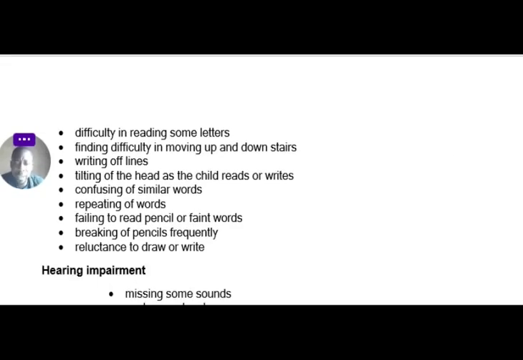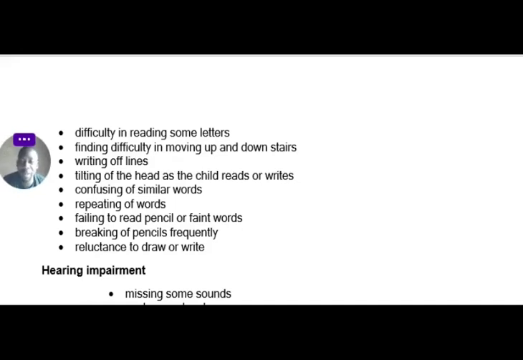More, it is difficult reading some letters. If a learner is having a problem reading some letters, it means that person is having a visual problem. Next is finding it difficult moving up and downstairs. Others who don't have that problem don't even face difficulty moving up or downstairs like any other kid, but for him, you see he's always touching the walls, trying to feel, and also fearful. It means that person is having a problem with vision.